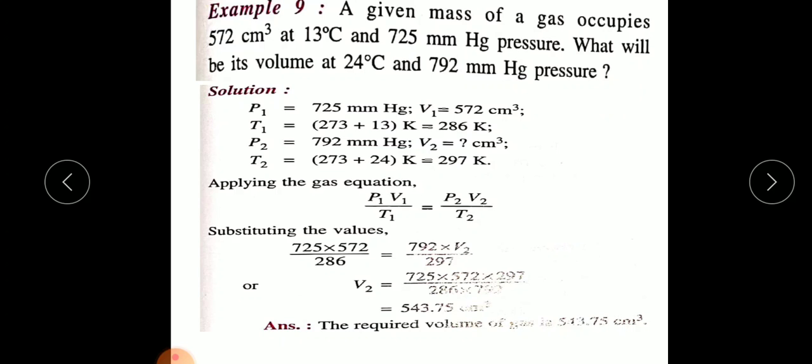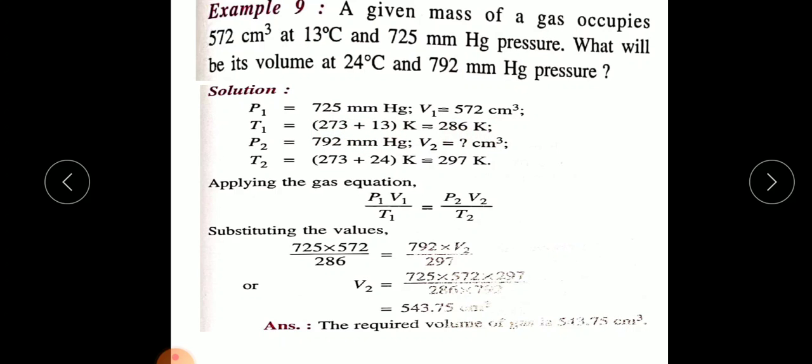So from this, first you write down the givens. What are the givens in the question? The first volume, that is 572, is the initial volume. So it is V1 equals 572 centimeter cube. Then we have P1 as 725 millimeter mercury. Then we have T1 as 13 degrees Celsius. We need to convert into Kelvin, so we add 273, which will come as 286 Kelvin.